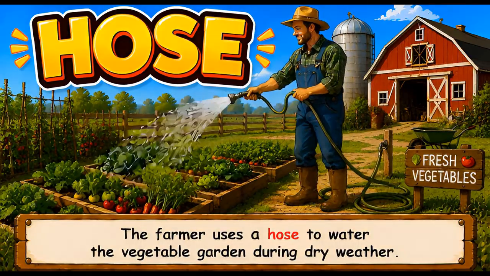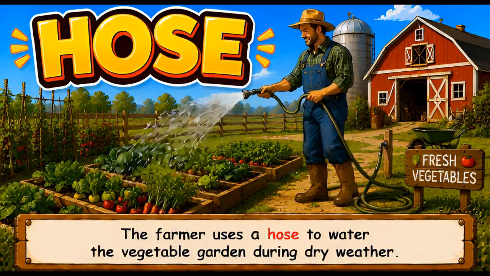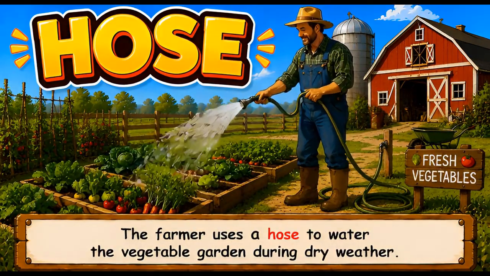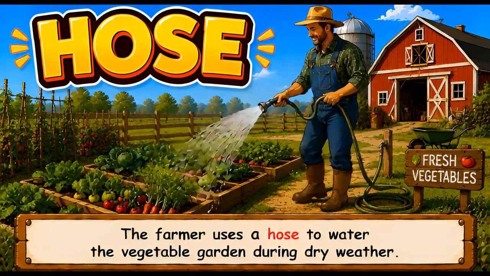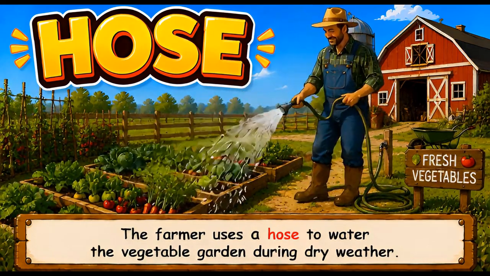The farmer uses a hose to water the vegetable garden during dry weather.